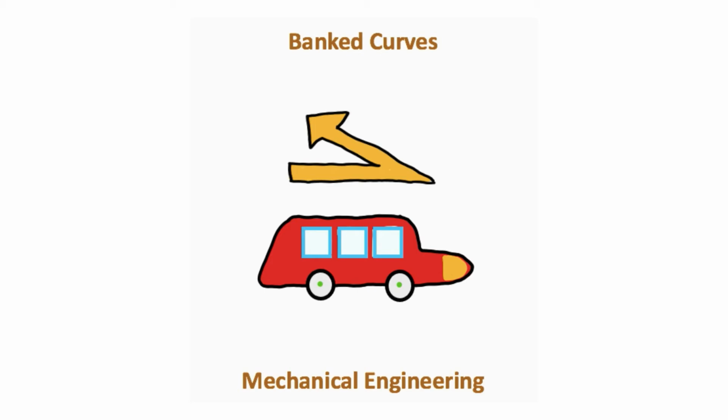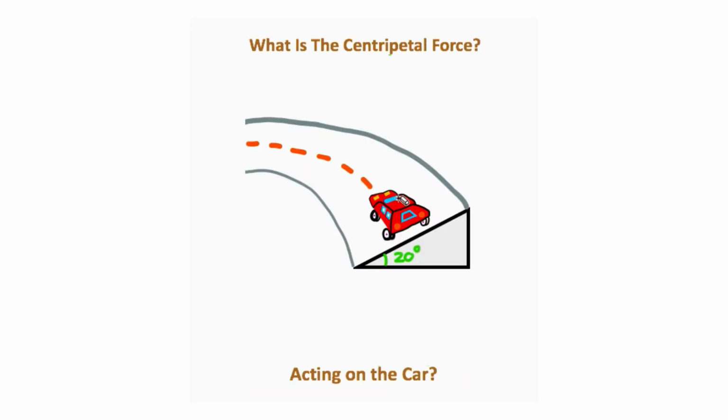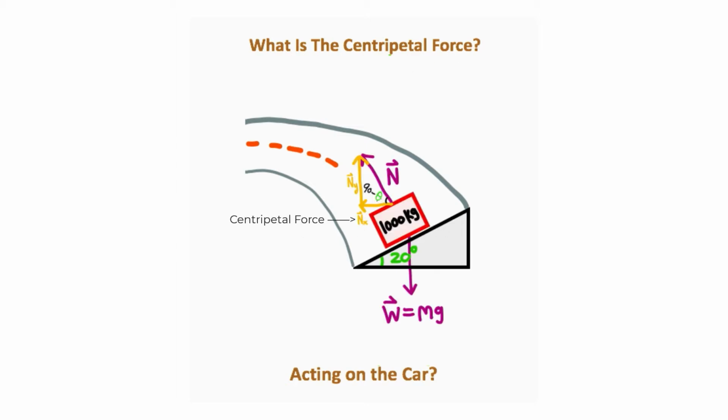Here's how you can handle banked curve problems. So this car is alongside this inclined road here and it's driving along this curve. We want to calculate centripetal force. The way you can do this is by taking this car here and drawing it as a free body diagram. And by the way, this is the mass of the car.